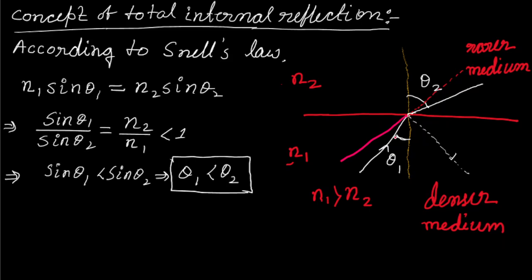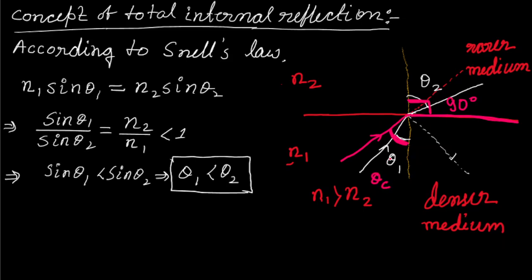So there may be a case when, for a particular angle in medium 1, the light will go parallel to the interface of the two media. That means in the second medium, light will make a 90 degree angle with the normal, parallel to the interface. This particular angle of incidence is called the critical angle, theta c.